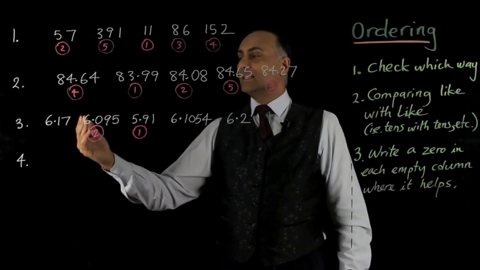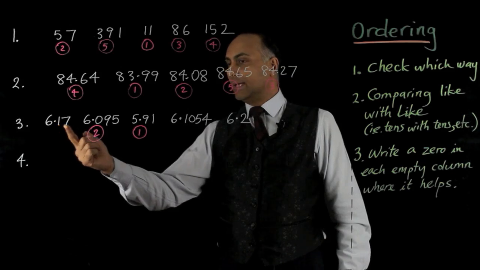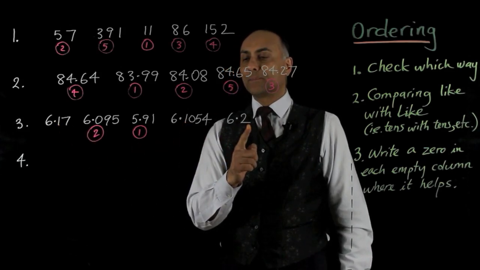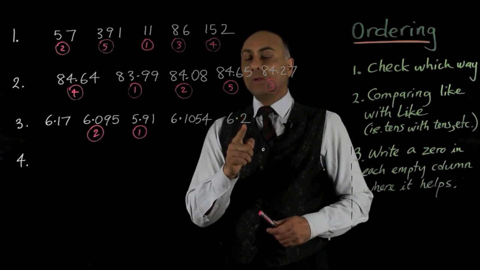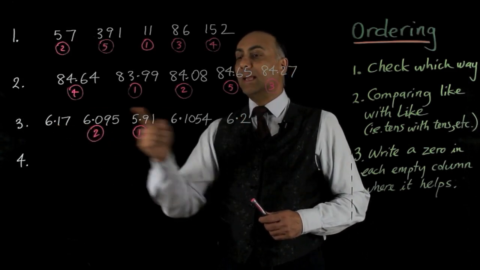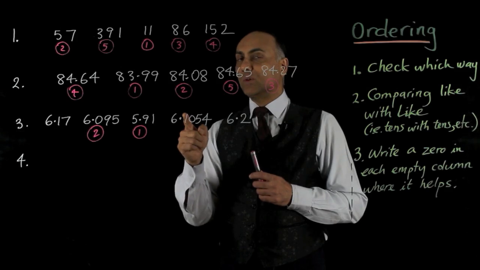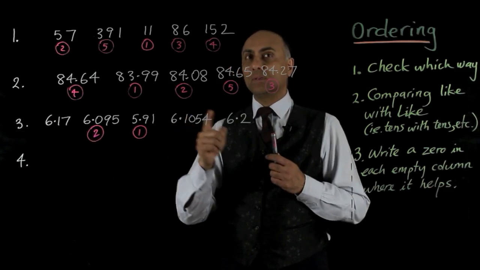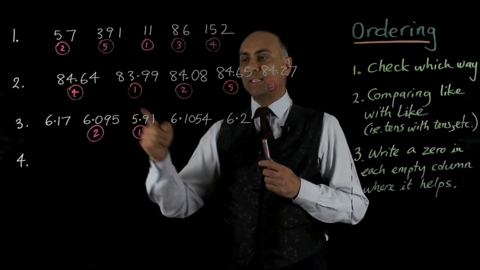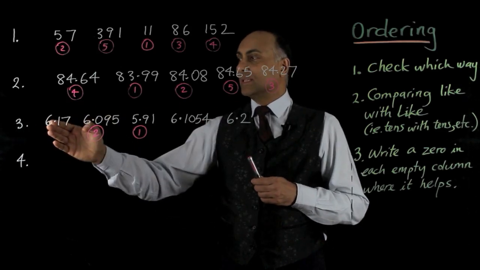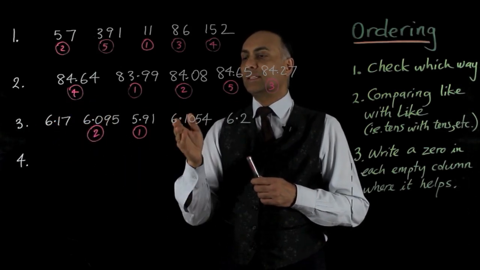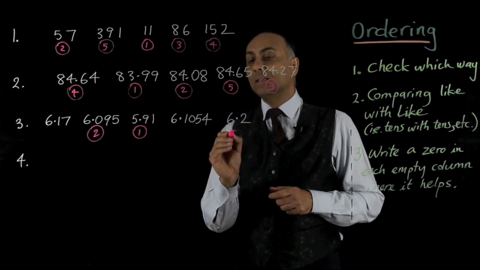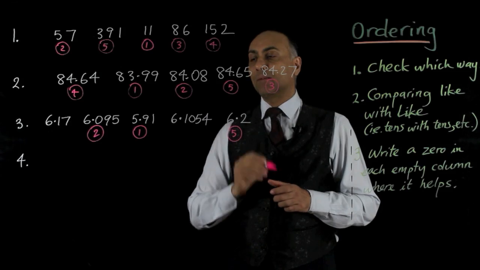Now, comparing tenths again, we've got 1/10, 1/10, and 2/10. Well, the one which has 2/10 is bigger than the two numbers which have only 1/10, because we've already established that they all have the same number of units. They're all 6 something. But this is 6.1 something, this is 6.1 something, and this is 6.2. So this is clearly the biggest number there.